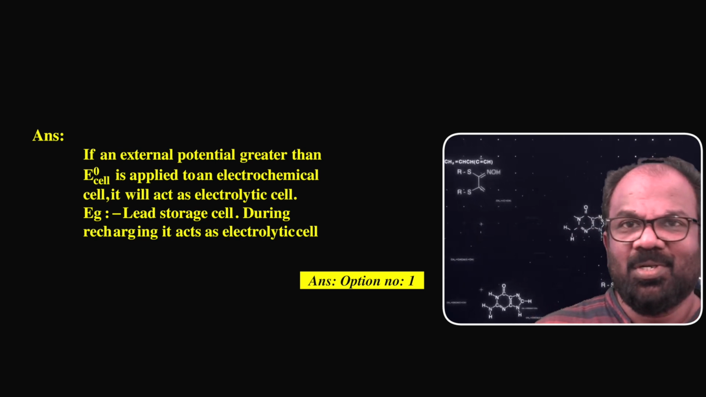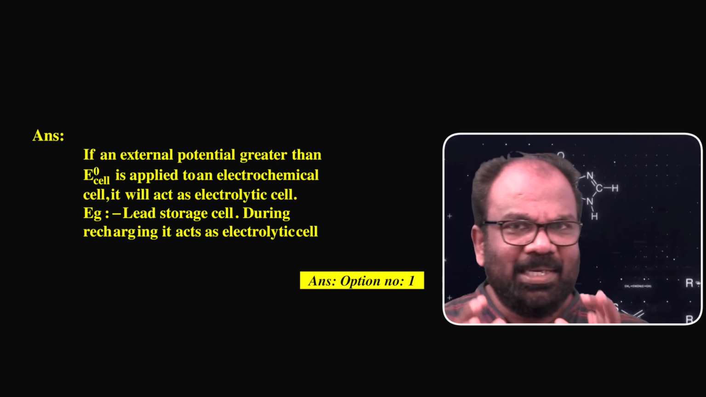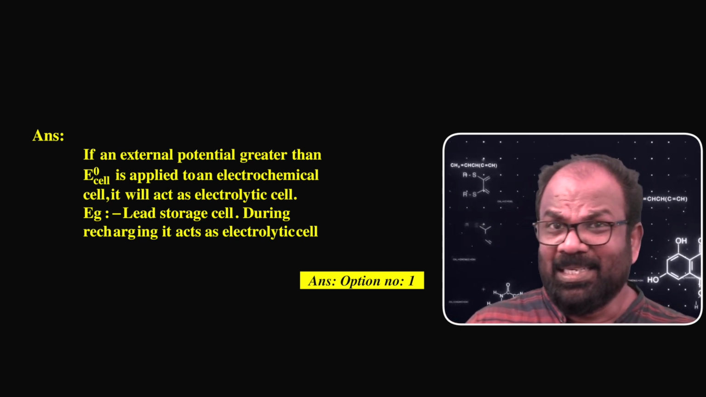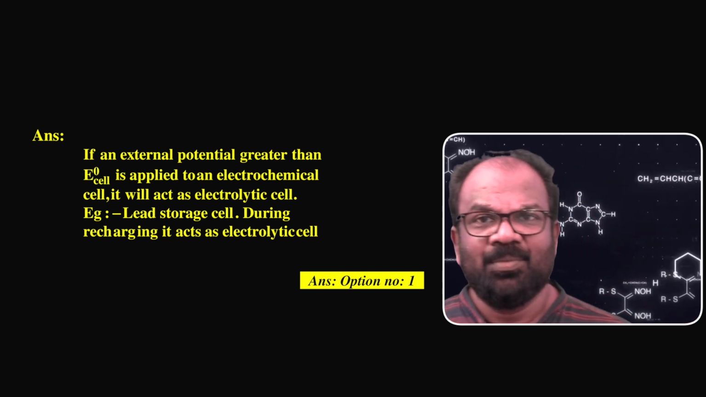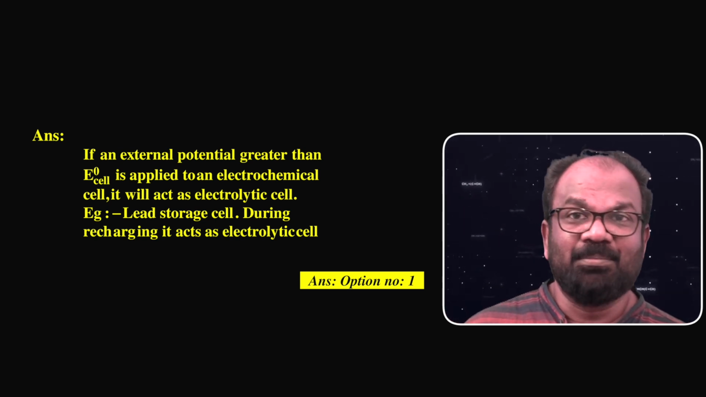We know if a potential greater than E0 cell is applied to an electrochemical cell, then it will act as an electrolytic cell. For example, during the recharging of lead storage cell, it will act as an electrolytic cell. So here the answer is option number 1.